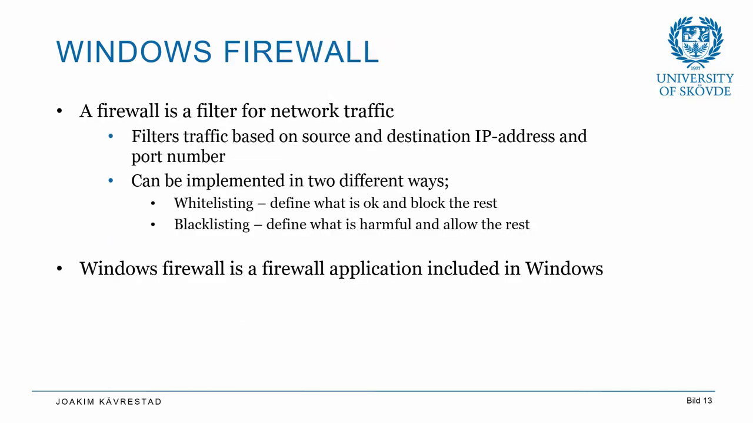Then we also have the Windows Firewall, and a firewall is essentially a filter for network traffic. It filters traffic based on source and destination IP and port number. If that makes no sense to you, we'll get back to that in a couple of lectures. And it can be implemented in two different ways. Either you implement a firewall using whitelisting, and in that case you define what kind of traffic is okay and block the rest. So for instance, you may want to say that this computer can use the web, it can play Minecraft, it can use Skype, and that's it. Then no other traffic will be allowed to communicate with the computer.